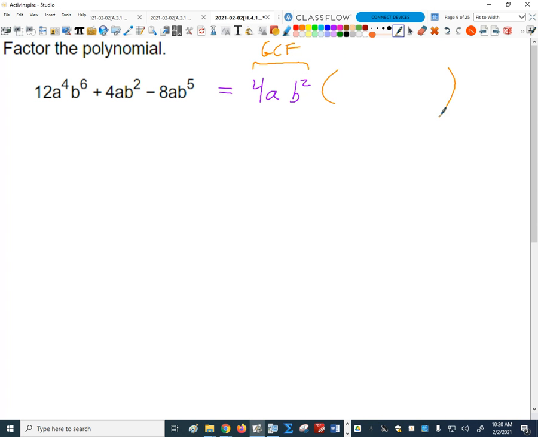What's left behind from that if I divide that away, Chloe? Would it be 3a to the third power and b to the fourth? There you go. Okay. Minus 2b to the third. There you go. Okay, questions on that? Does that make sense? Give me 1 to 5.